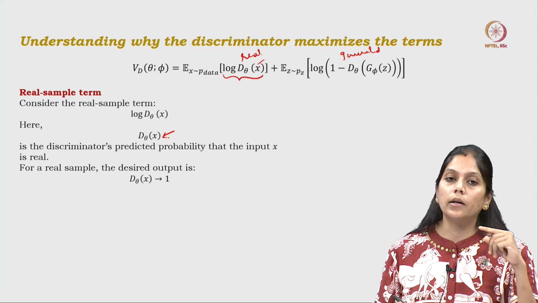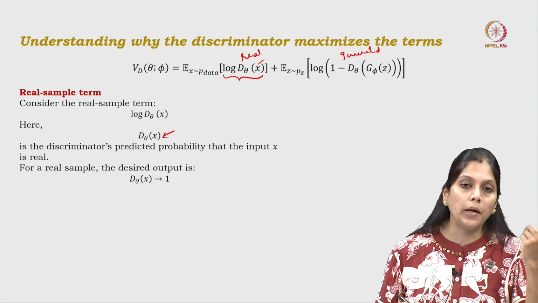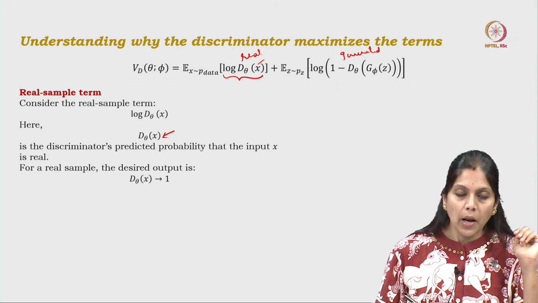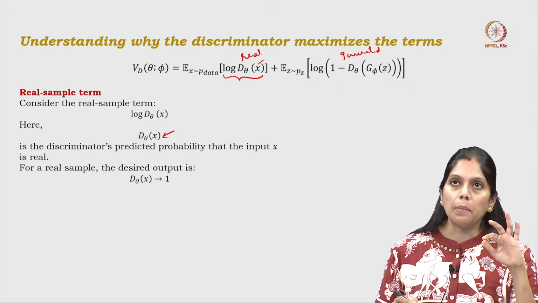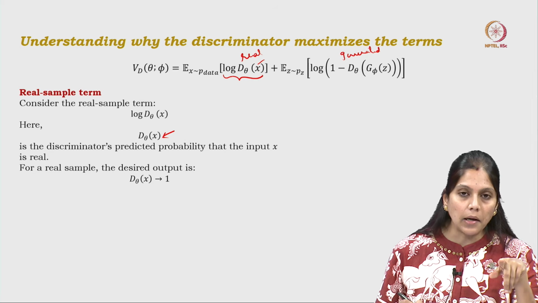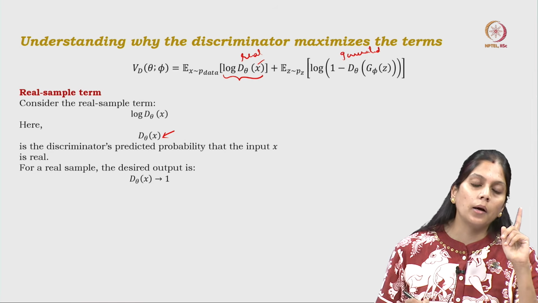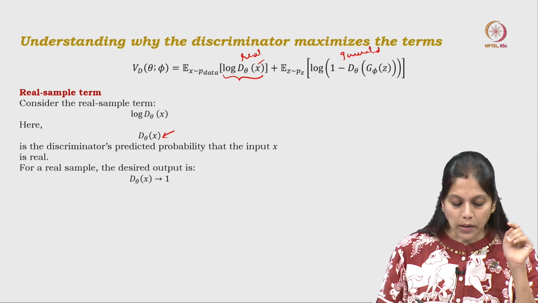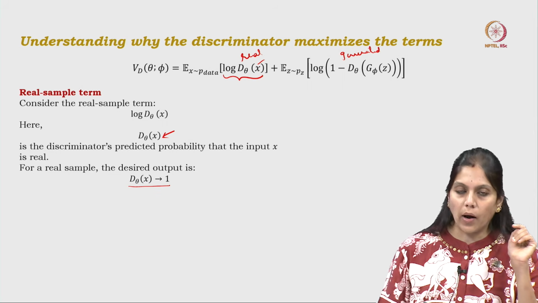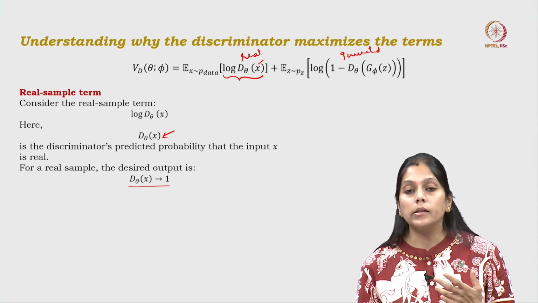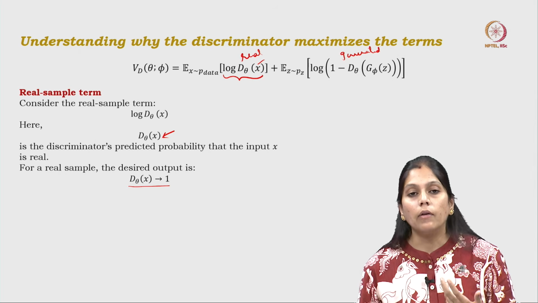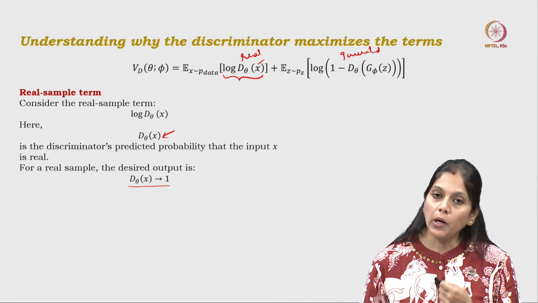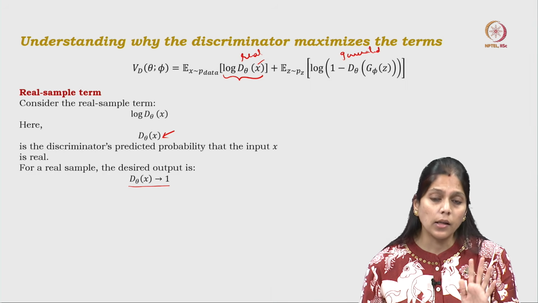In this, what is D theta of x? Is it not the discriminator's predicted probability that the input x is real? Now, when you take a discriminator and pass the real images, what should the output be? The output should be closer to 1. So, the aim here is that the desired value of D theta of x, the predicted probability, should be closer to 1.